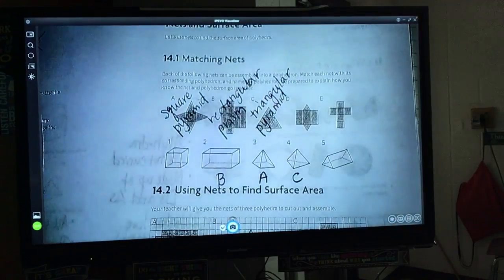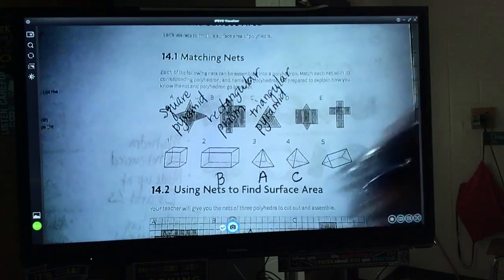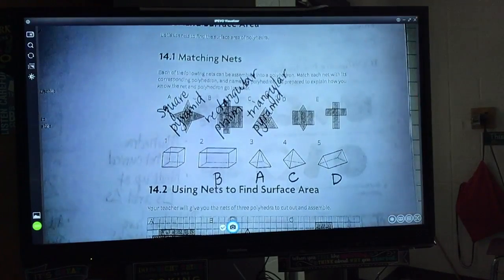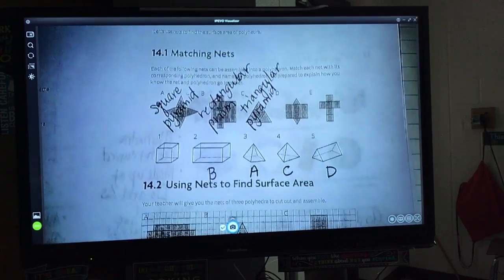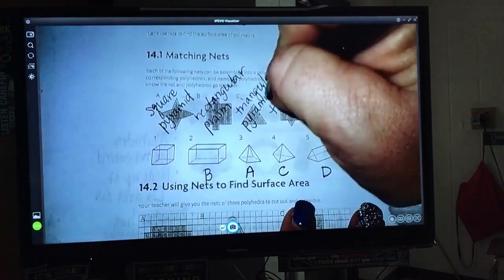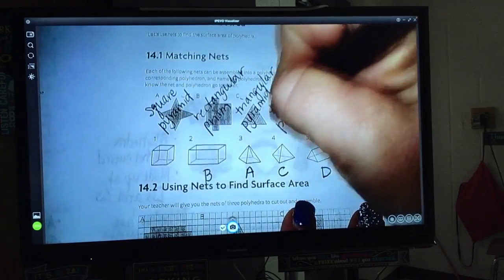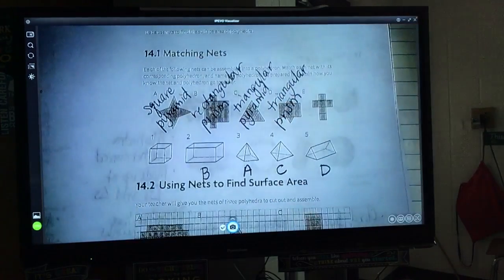All right. D. What is D? Caroline. D is shape 5. Okay. And it is called a rectangular prism. Nope, it's not rectangular. Look at the bases. I mean, triangular. Yes. Triangular. No, it's not a pyramid. It's a prism, yes. So this is a triangular prism.